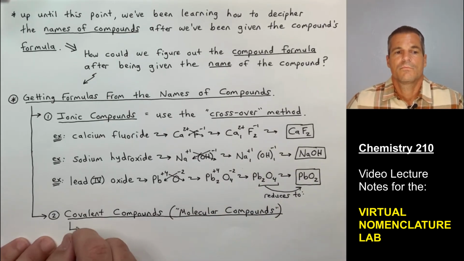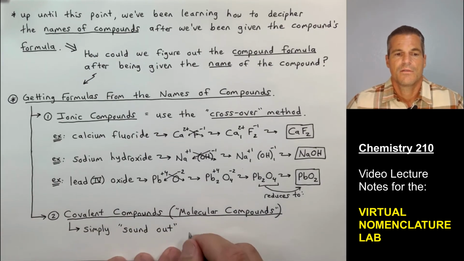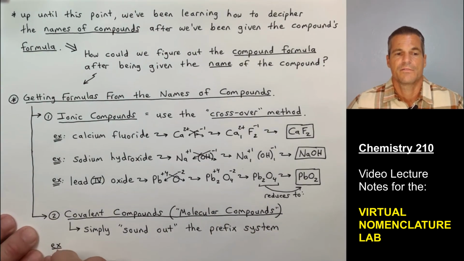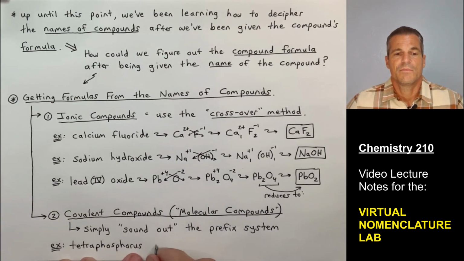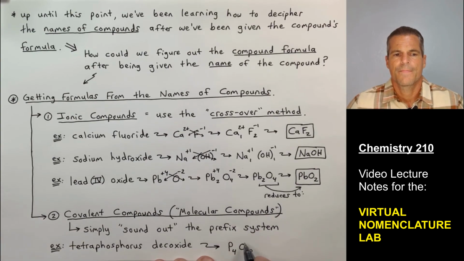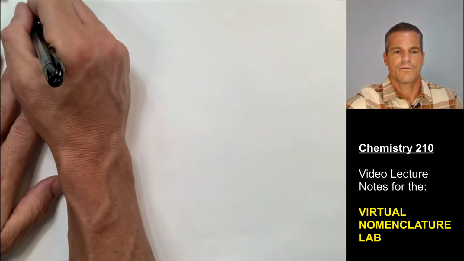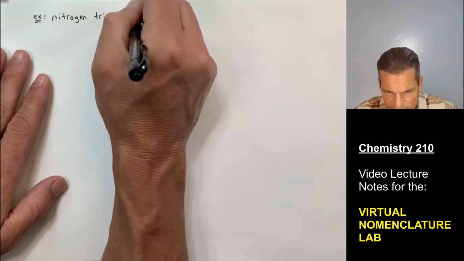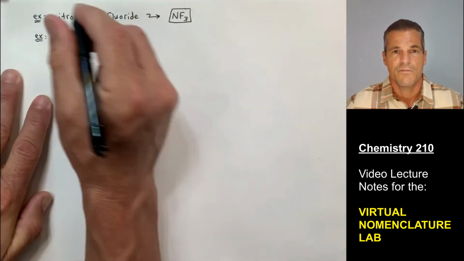Number 2, how do we get formulas from covalent compound names? And of course, I'm going to say it over and over again, covalent compounds are the same thing as molecular compounds, right? Well, for covalent compounds, it's quite simple. You simply sound out the prefix system. So, as an example down there, it says tetraphosphorus decaoxide. Is that what it says? Tetraphosphorus decaoxide, that would be P4O10.